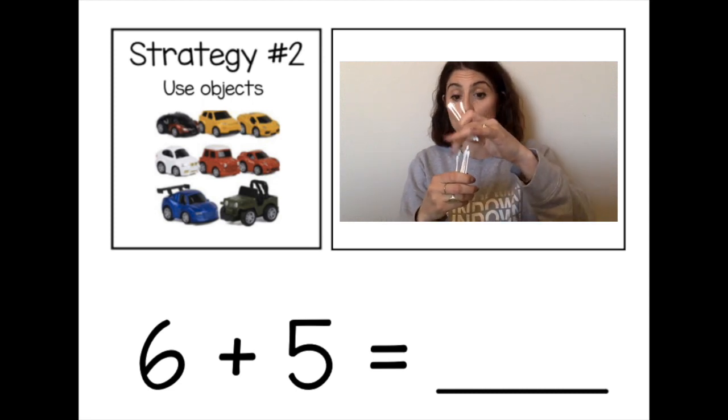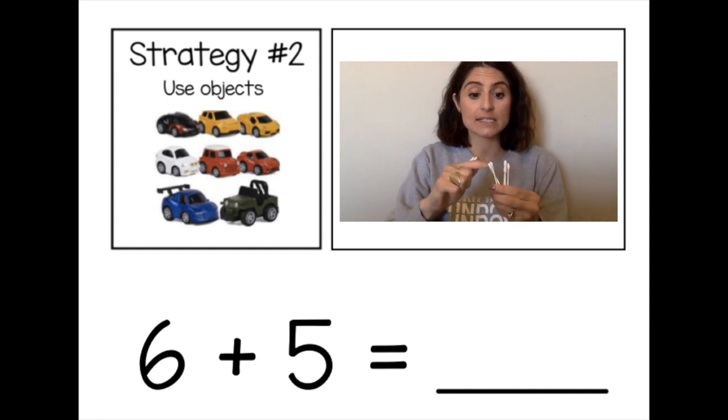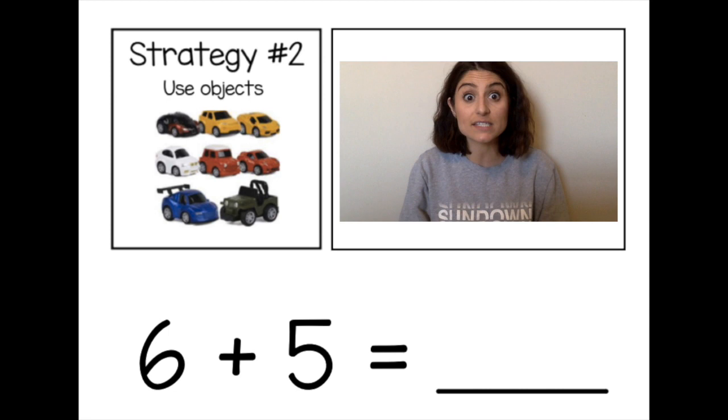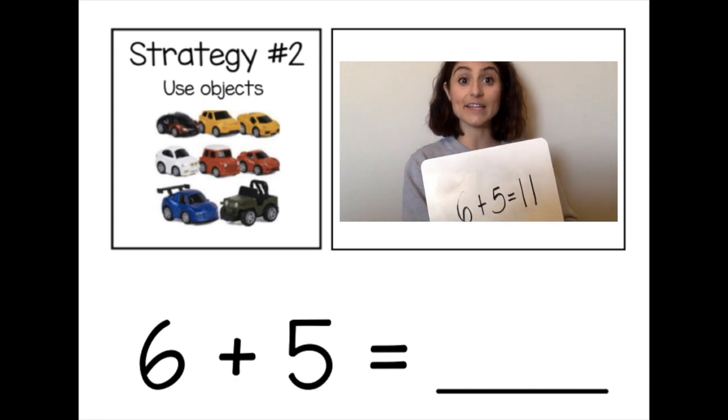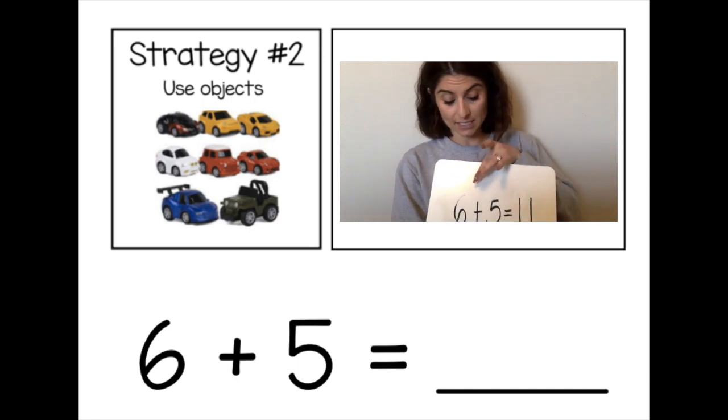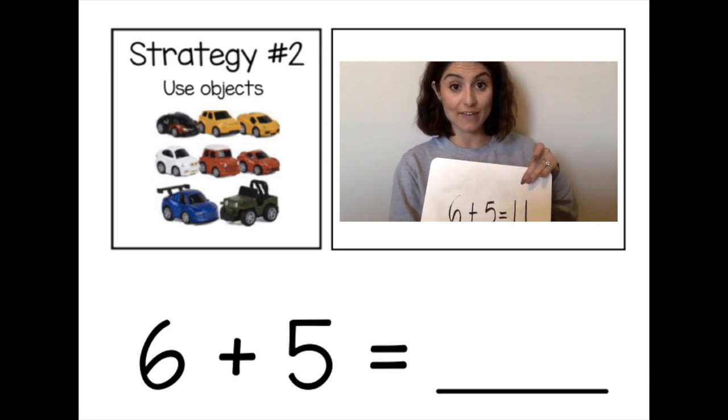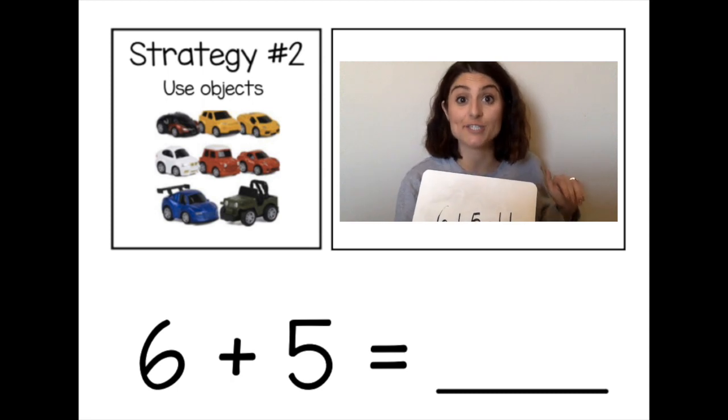Ready? 1, 2, 3, 4, 5, 6, 7, 8, 9, 10, 11. 11 is the sum. It's the total, so let's write it down. Ready? Let's read it. 6 plus 5 equals 11. Let's try that same strategy again.